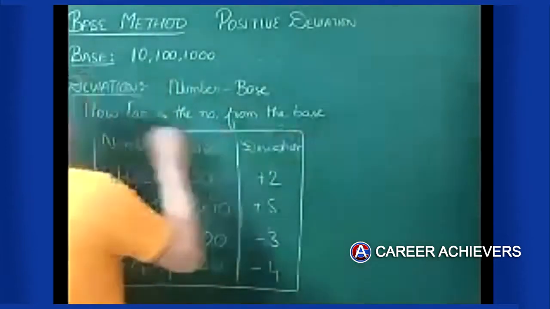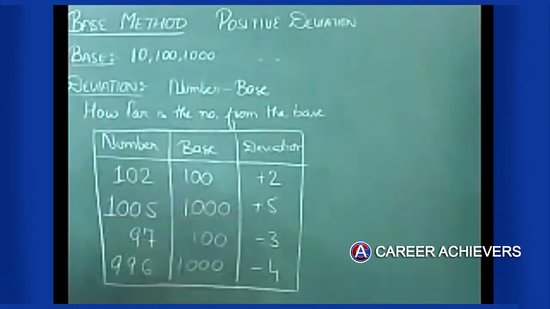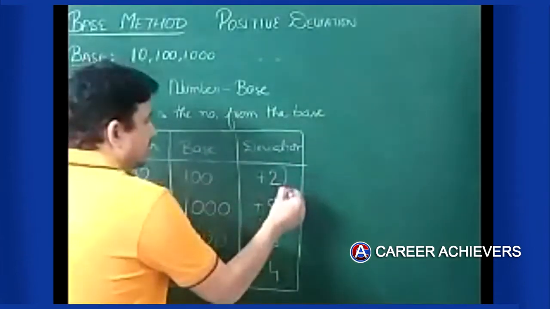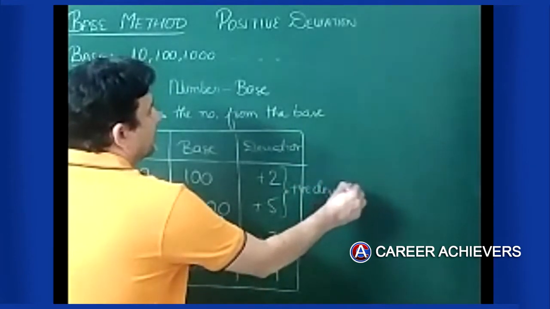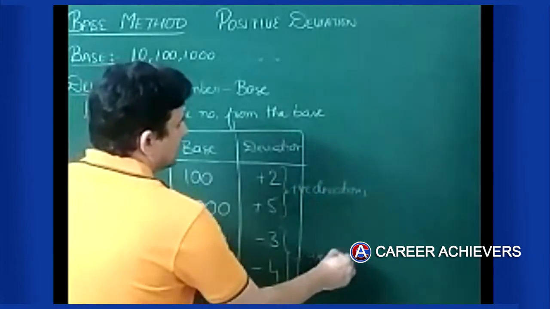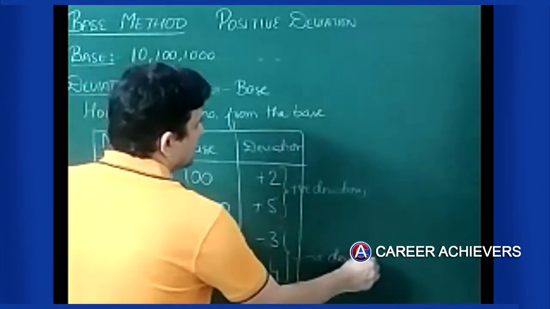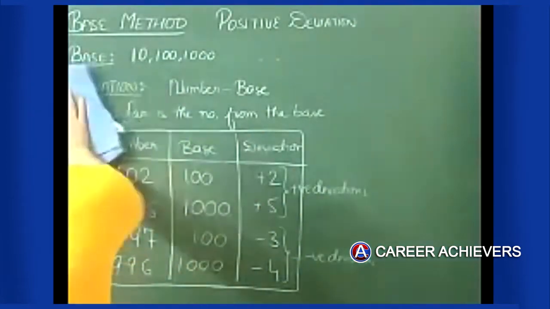So this table tells us about deviation. The first two are called positive deviations, and these two are called negative deviations. Clear? Yes. Okay. Then let's try some questions based on positive and negative deviation.